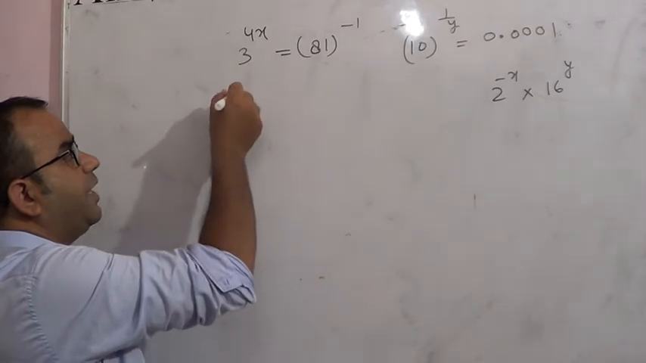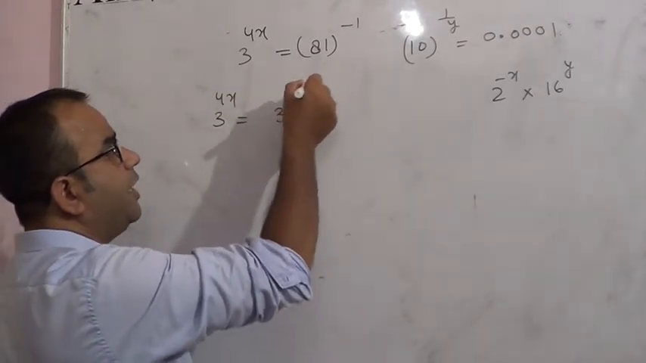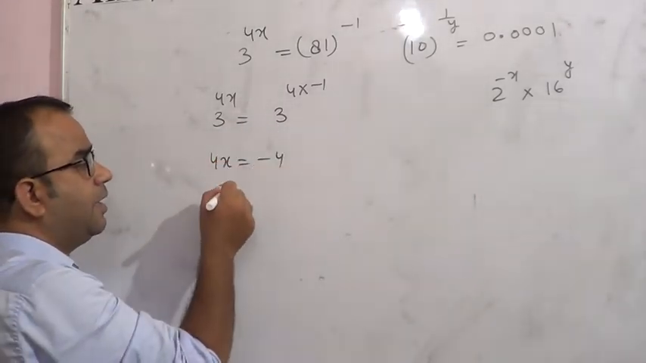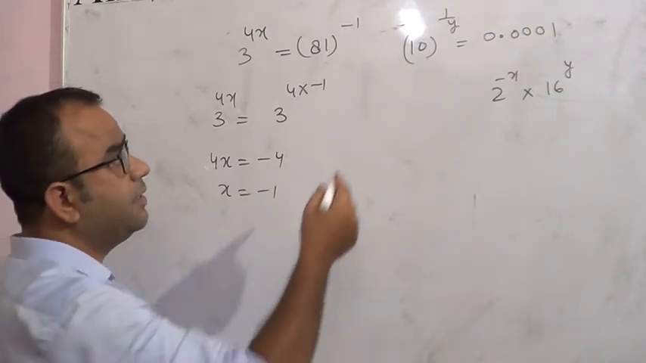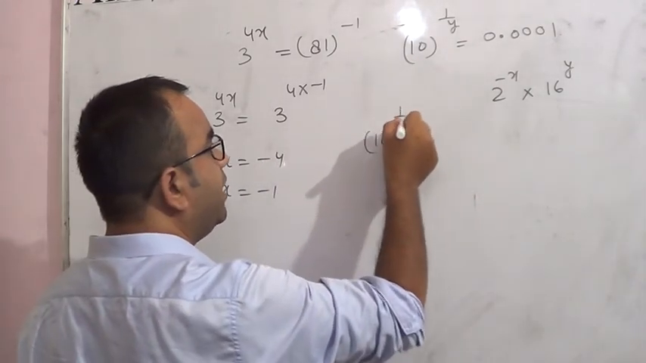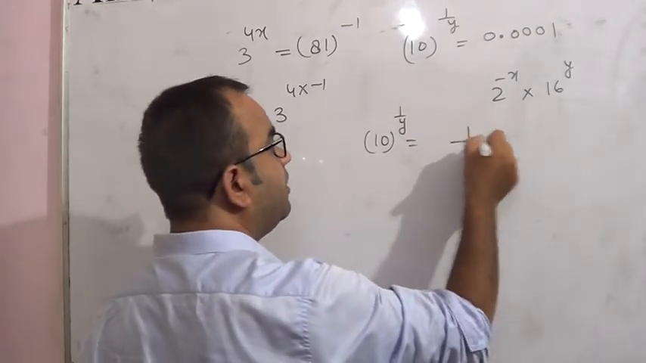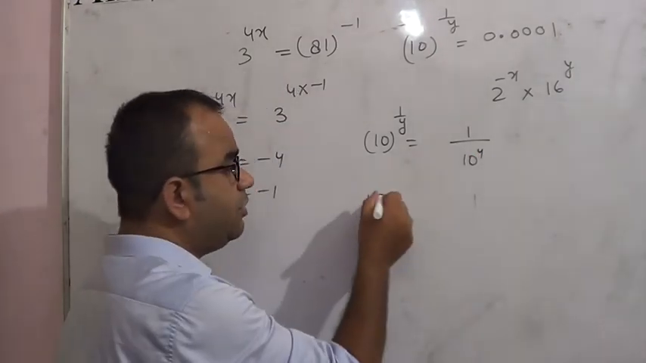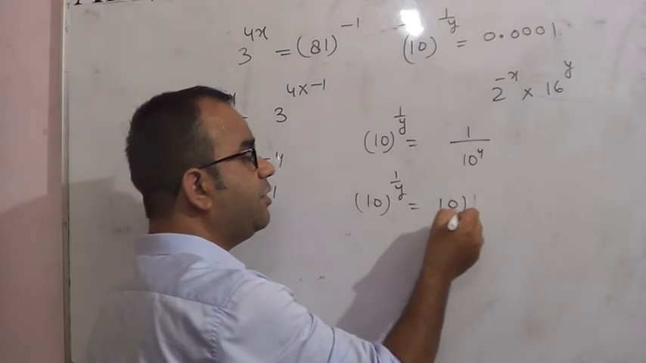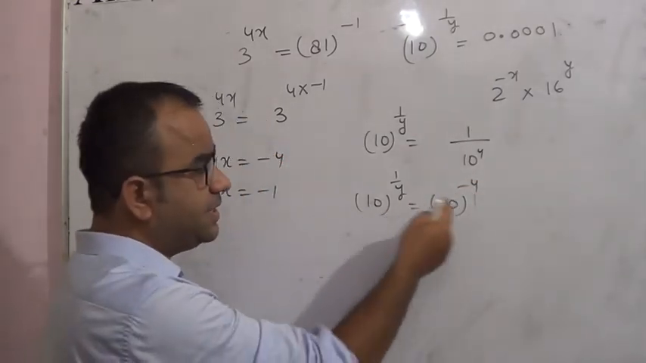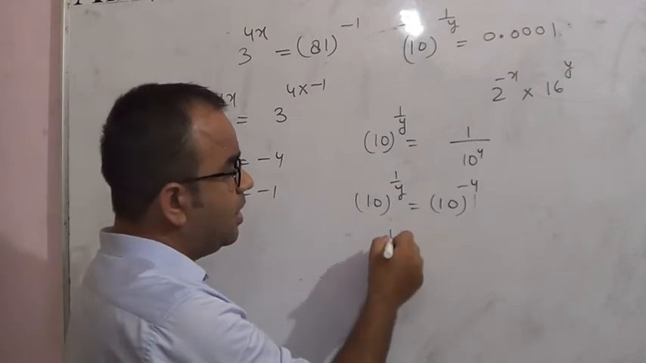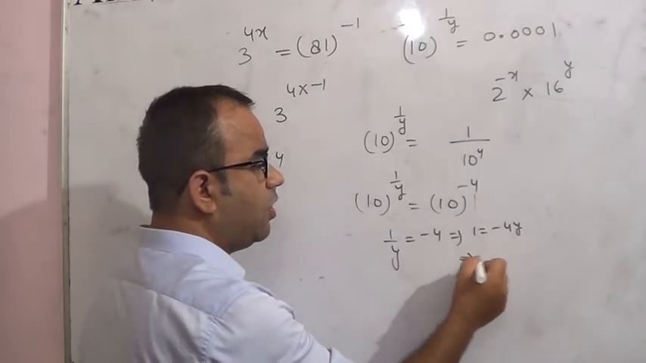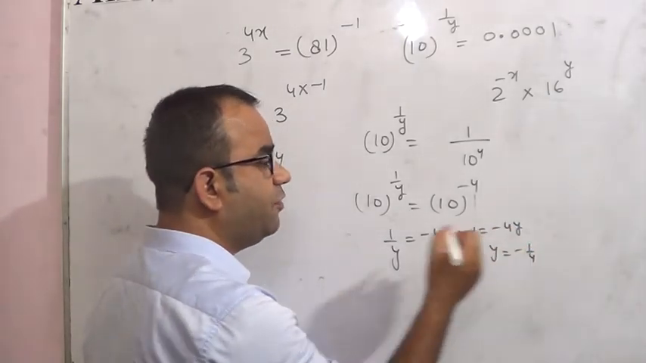Now 3 to the power 4x is equal to 3 to the power 4 into minus 1. Since the base is the same, the powers will be the same, so x is equal to minus 1. Again here, 10 to the power 1 upon y is equal to 1 upon 10 to the power 4, so 10 to the power 1 upon y is equal to 10 to the power minus 4. Again the base is the same, so the powers will be the same. 1 upon y equals minus 4, so 1 is equal to minus 4y, or y is equal to minus 1 upon 4.